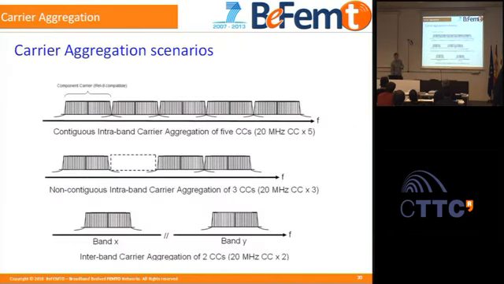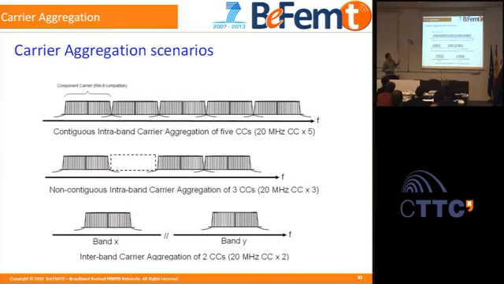Well, 3GPP defines 3 main scenarios for carrier aggregation. The first one is the contiguous intra-band carrier aggregation of the 5 component carriers. This is the easiest way to aggregate the bandwidth, but the problem is you have to have 100 MHz available in the spectrum. Mainly for regulatory reasons, it's a problem. It's not easy to find 100 MHz in the spectrum.